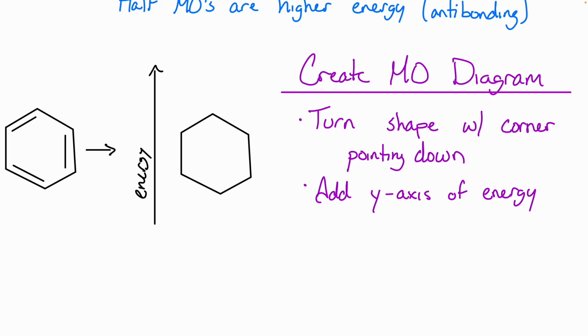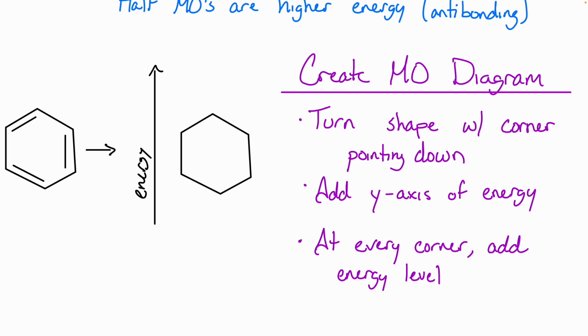All right, and now we're going to draw in our molecular orbitals on this diagram at every corner. So what do I mean by that? I'm going to add an energy level at this corner on the bottom. I'm going to add an energy level at each corner as I move up. And then I have another one at the top here.